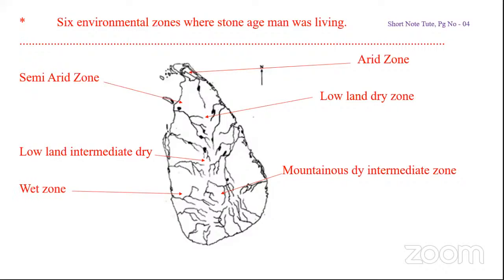Now after they were born in the Balangoda region, they spread to these regions. That means all over Sri Lanka they were living. So arid zone, semi-arid zone, lowland dry zone, lowland intermediate dry zone. Intermediate dry zone means the in-between area of the dry zone and the wet zone. And the mountainous dry zone and wet zone, they were living, the Stone Age man of Sri Lanka, after they were born in that Balangoda and Ratnapura region.